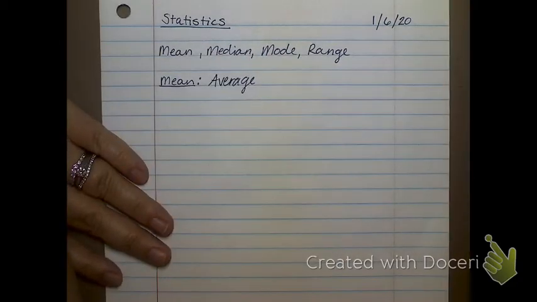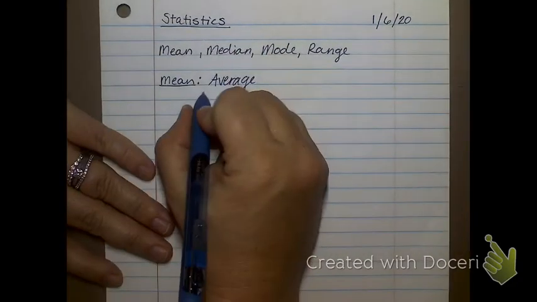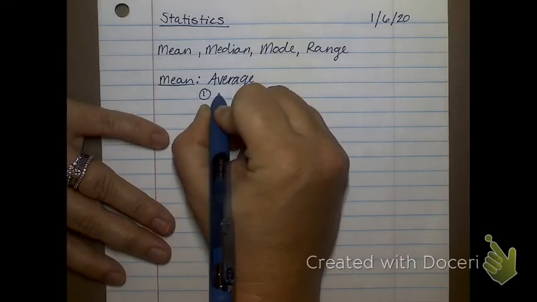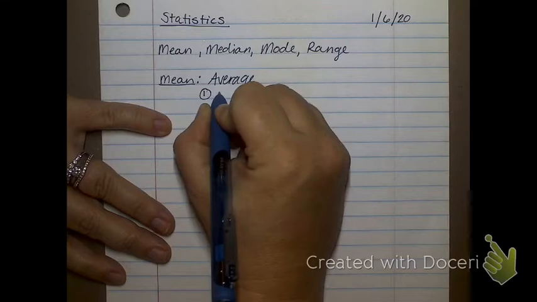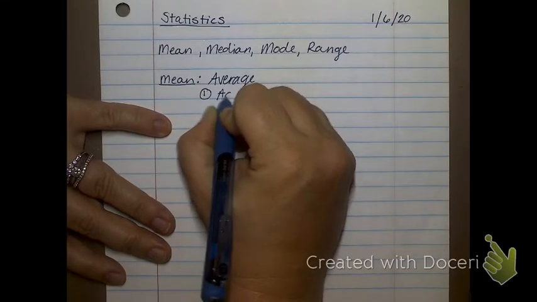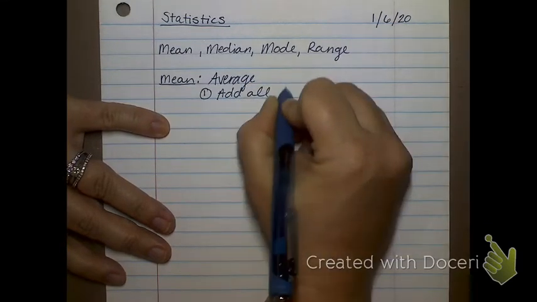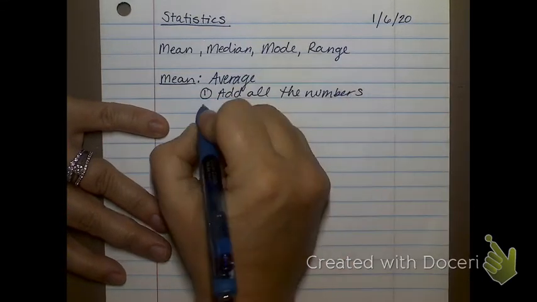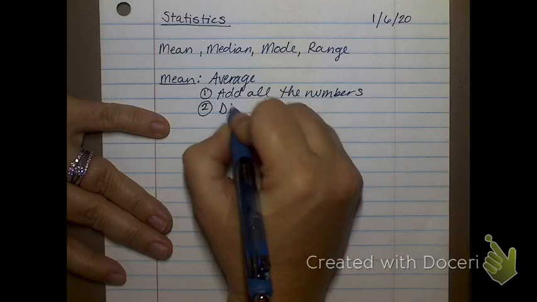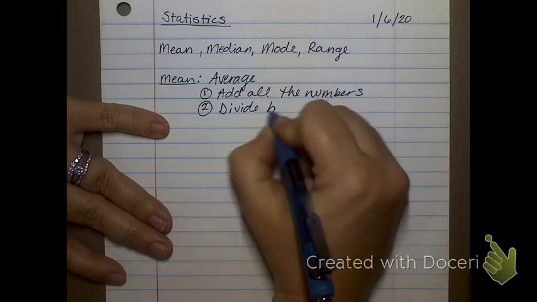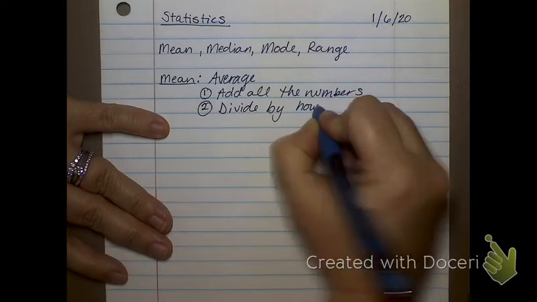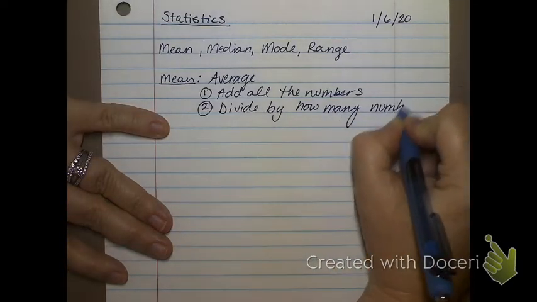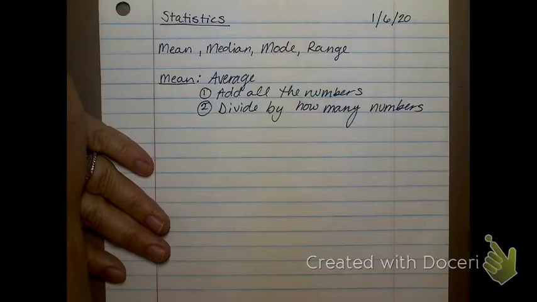How do I find the average or the mean of a group of numbers? Adding them all up and then dividing them by the number that you added up. Yep, 2 steps. Step 1 was add up all the numbers. Step 2, divide by how many numbers you added up in that first step.